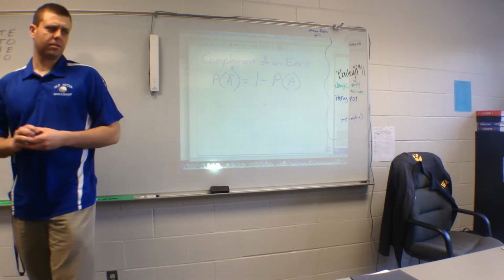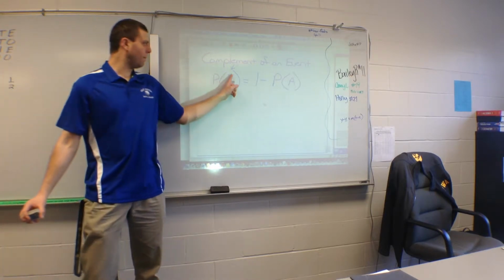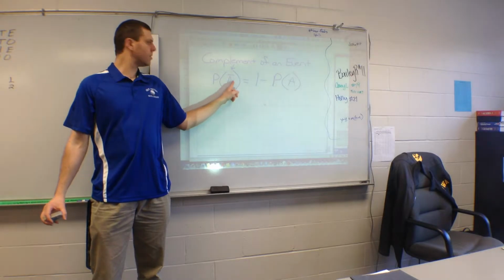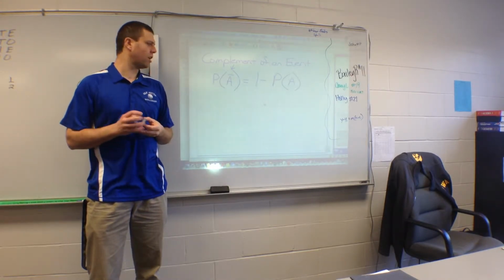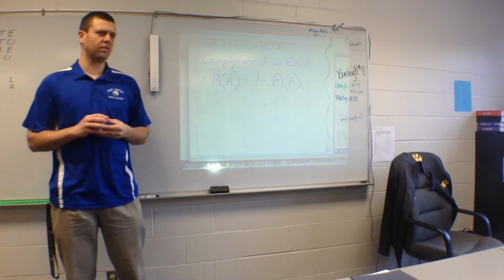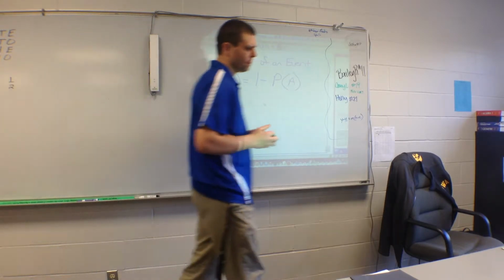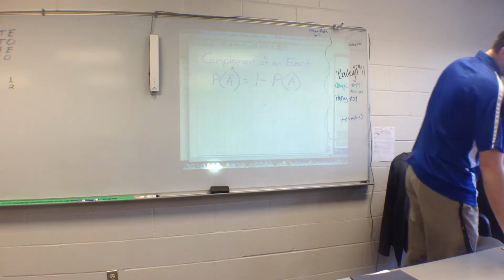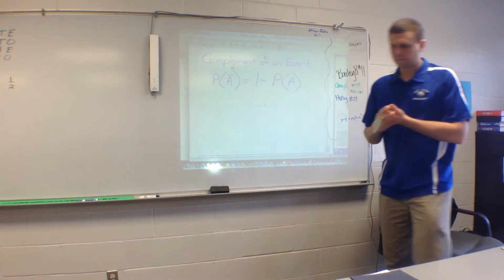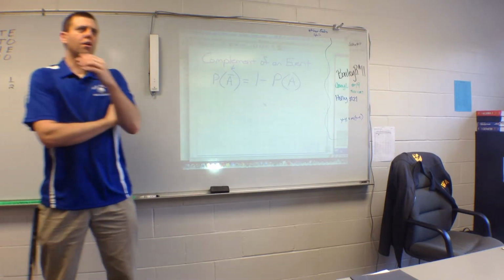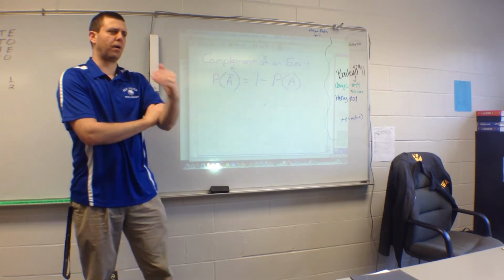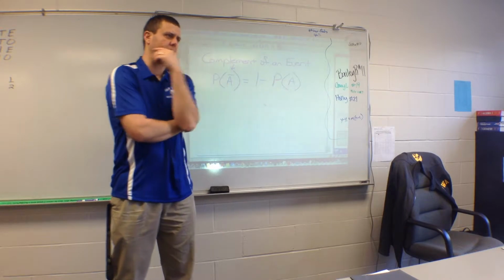Complement of an event. Okay. When you see this little bar above the A, the probability of A with a little bar above it, that's the notation that our book uses for the complement of an event. Okay? Complement is really the remaining probability, or the probability of not A happening.